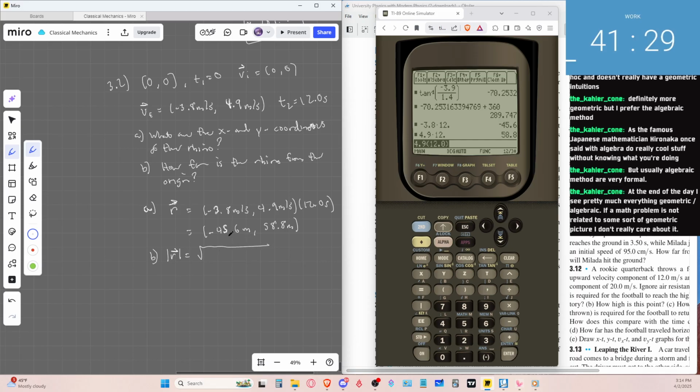At the end of the day, I'm pretty much everything geometric and algebraic. If a math problem is not related to some sort of geometric picture, I really don't care about it. Oh, okay. At least you're more disciplined than me when it comes to that. For me, whenever I hear a new math topic, I think about how we can use it to revolutionize physics, even though it's not meant for that.